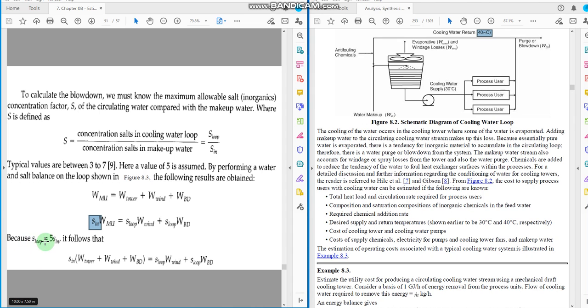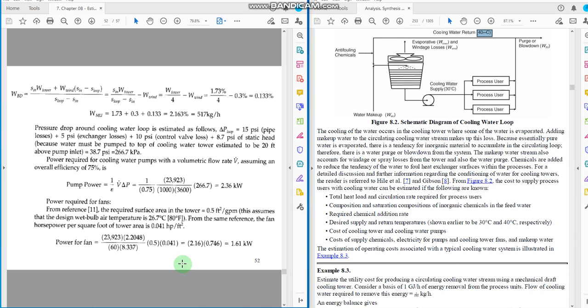Because S loop is equal to 5 times S in, we can use this value 5 here. So the salts in the loop will be equal to 5 times the salt in the makeup water. It follows that, okay, you can have this one as salt in, and for the makeup water you can use this equation again, put it here, and for the right hand side it would come as such. Okay, so you can rearrange this equation in the form of the water in the blow down, and you can further simplify the equation in this form.